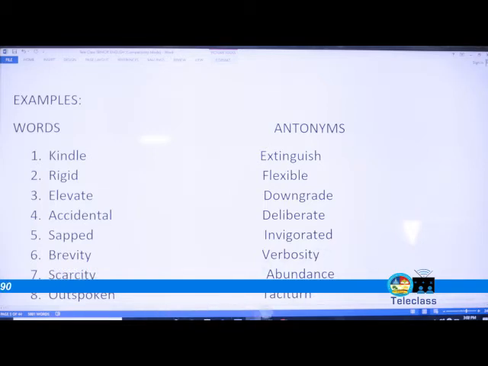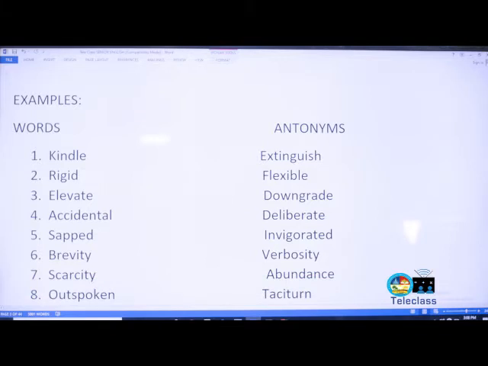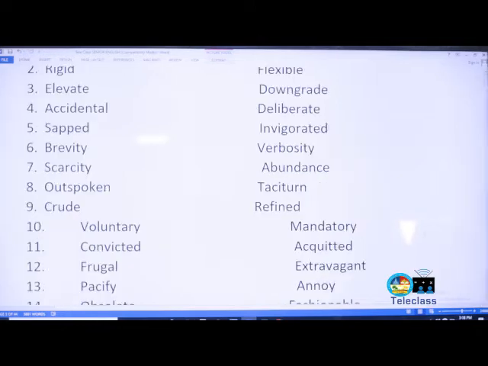Then the seventh one is scarcity. What is scarcity? Scarcity means when there is lack, when things are not adequate. Then the opposite of scarcity is abundance, when we have a lot of things, large quantity. Number 8, outspoken. What does that word mean? Outspoken means when you talk too much. A talkative person is outspoken. Then what is the opposite of outspoken? Opposite of outspoken is taciturn. Taciturn means when you're very quiet.